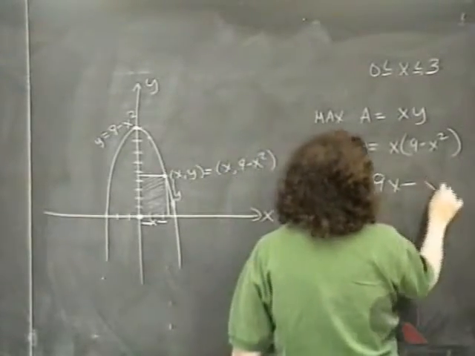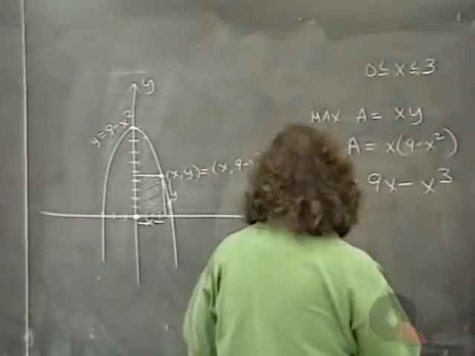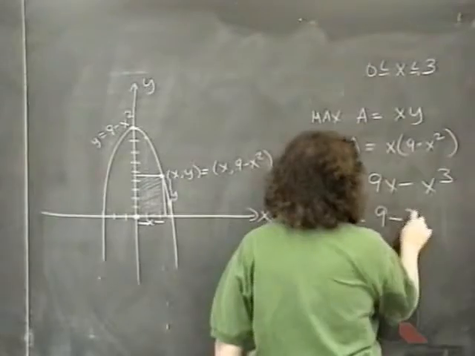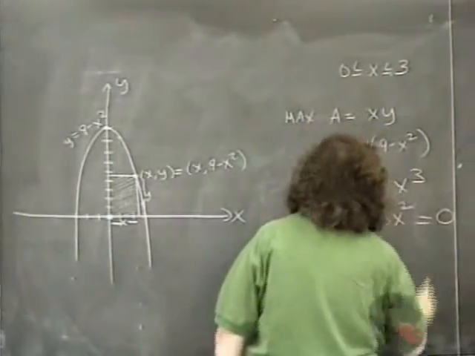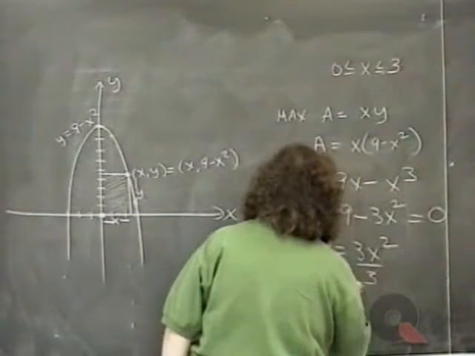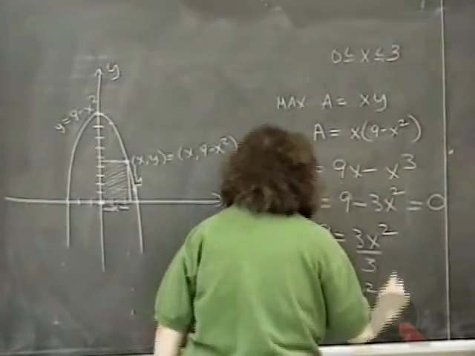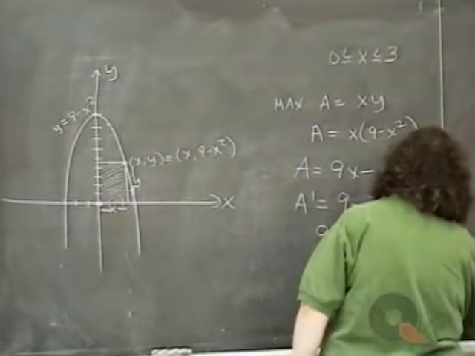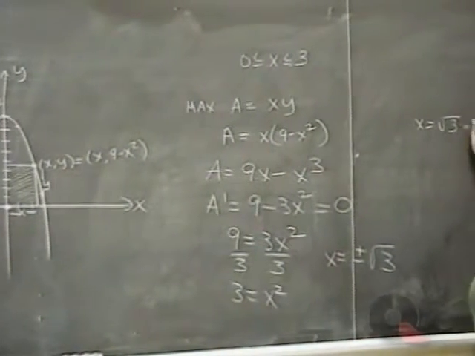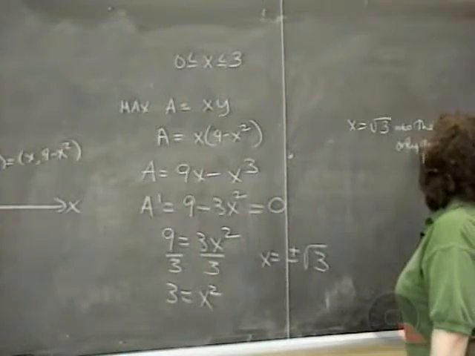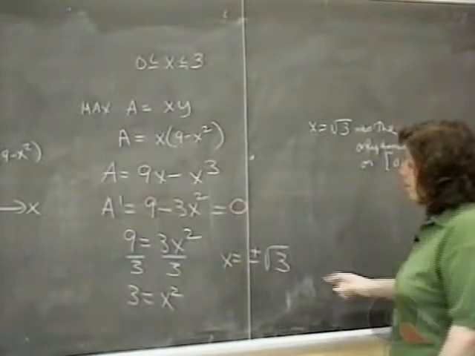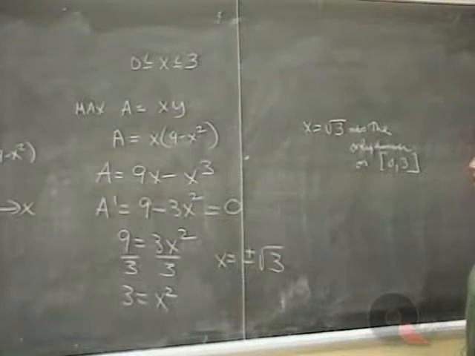A is 9x minus x cubed. We want to maximize this. We're going to take the derivative with respect to x, which of course is 9 minus 3x squared. We're going to set it equal to 0. 9 is equal to 3x squared, dividing by 3, 3 is equal to x squared. x is plus or minus the square root of 3, but on the interval, x equals the square root of 3 is the only answer on the interval between 0 and 3. We're not interested in the negative square root of 3 here.